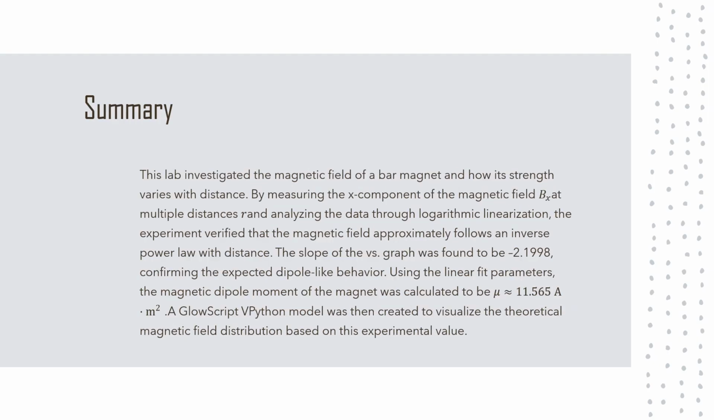This lab investigated the magnetic field of a bar magnet and how its strength varies with distance. By measuring the x component of the magnetic field, Bx, at multiple distances r and analyzing the data through logarithmic linearization, the experiment verified that the magnetic field approximately follows an inverse cubic relationship with distance. The slope of the graph was found to be -2.1998, confirming the expected dipole-like behavior. Using the linear fit parameters, the magnetic dipole moment of the magnet was calculated to be 11.565. A VPython model was then created to visualize the theoretical magnetic field distribution based on this experimental value.